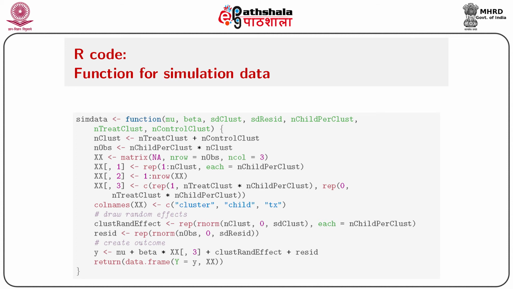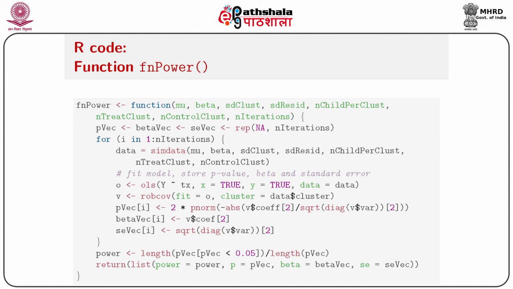That will simulate the data. Now the power function, where again the same pass-by values listed earlier are used here. Using the number of iterations, n iterations, for i equals 1 to n iterations, data is generated from the simulation function, so every loop generates fresh data. Then we feed it to the OLS function, the ordinary least square function, and calculate the corrected variance covariance matrix from the robcov function.